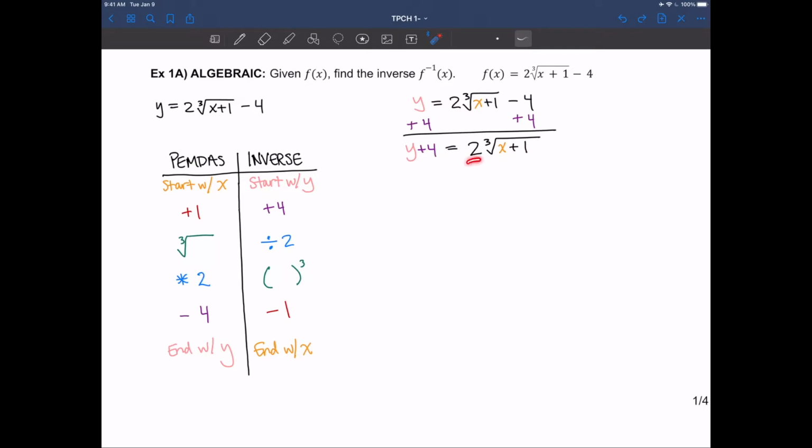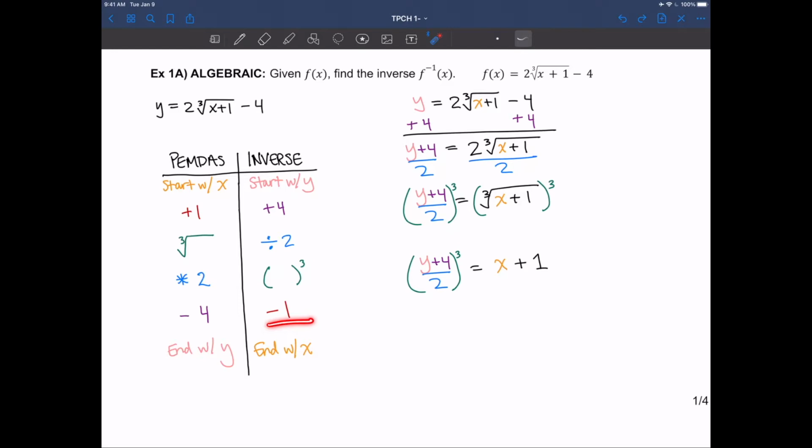The next thing, I have to get rid of that 2. So I'm going to divide both sides by 2. All right, so that's what that looks like. And then I'm going to cube both sides so I can get rid of that cubed root, okay? And that's what I'm left with. And then I'm going to subtract 1 from both sides to get x by itself.